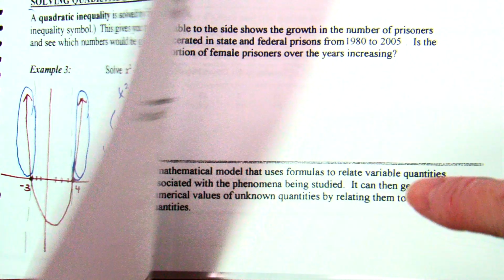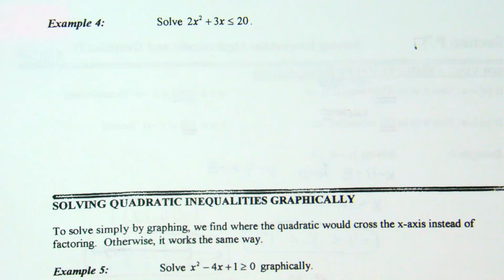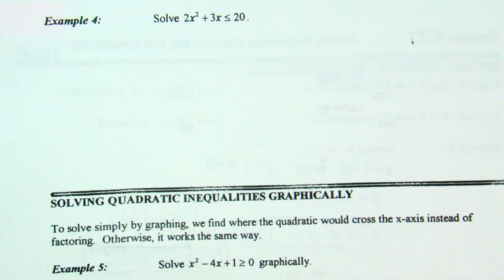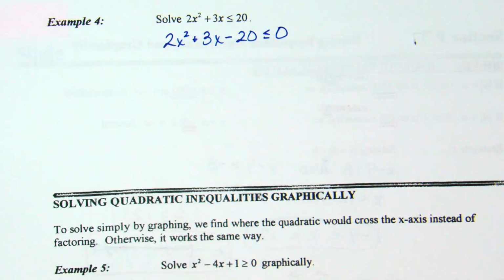x squared plus 3x less than or equal to 20. We're trying to solve this. It's quadratic. What do you think a good first step would be? Okay, subtract the 20 because we're trying to make this equal to 0. So this is going to be rewritten as 2x squared, still plus 3x, but now minus 20 less than or equal to 0.